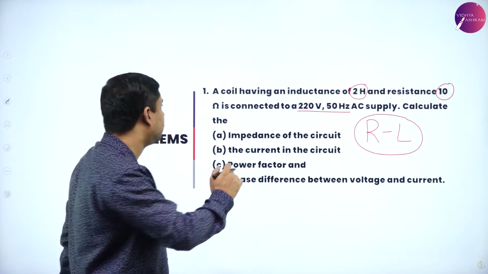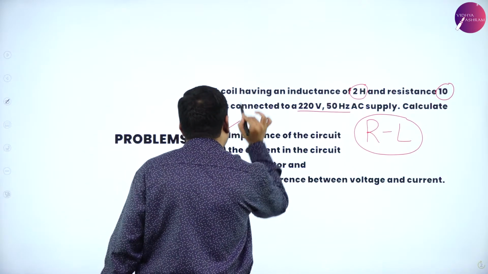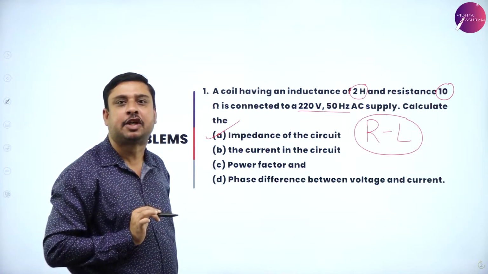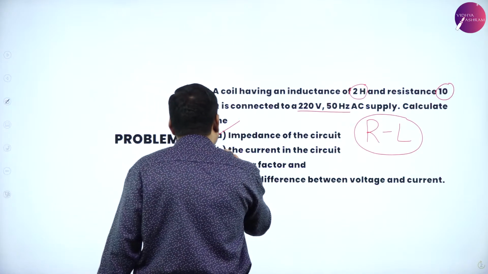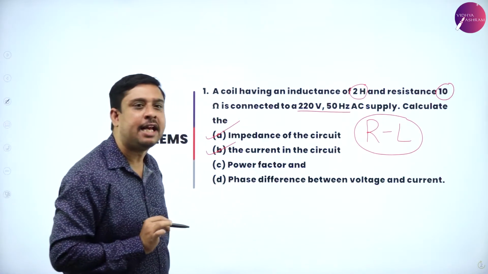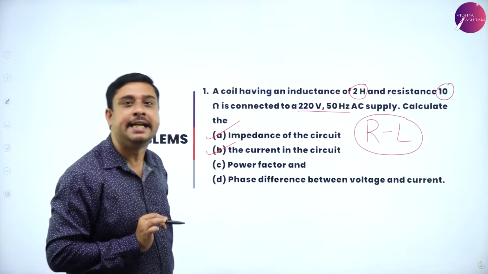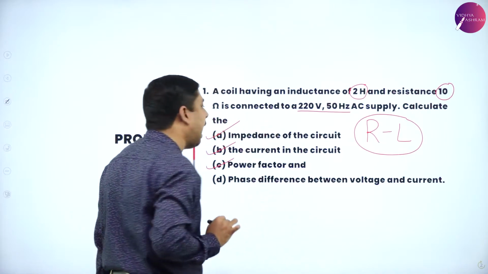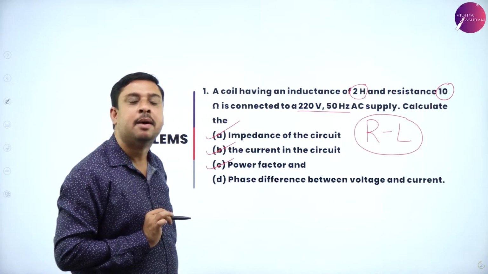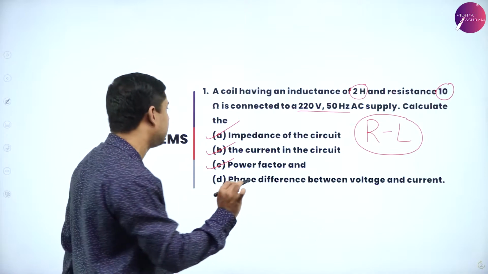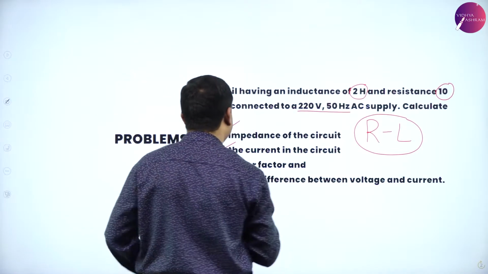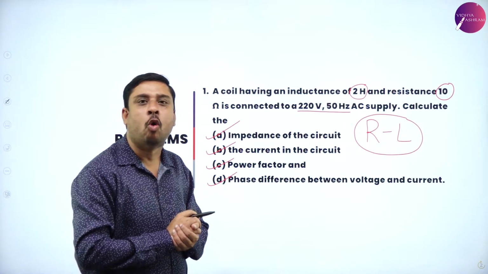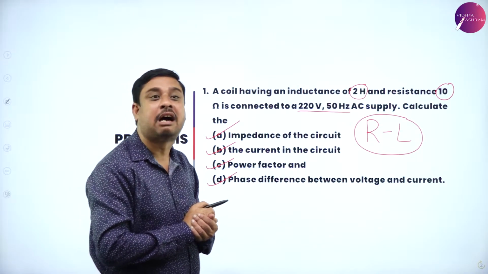Given so, first I have to calculate the impedance of the circuit. Second, I have to calculate the current in the circuit. Third, I have to calculate the power factor. And fourth, the phase difference between voltage and current.